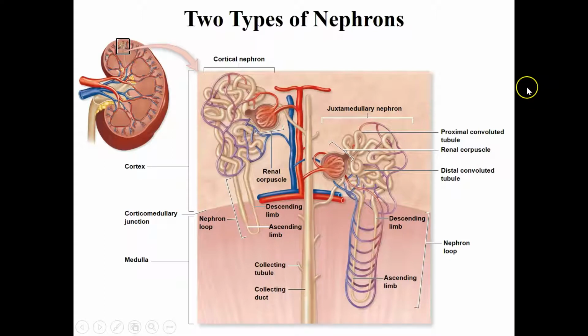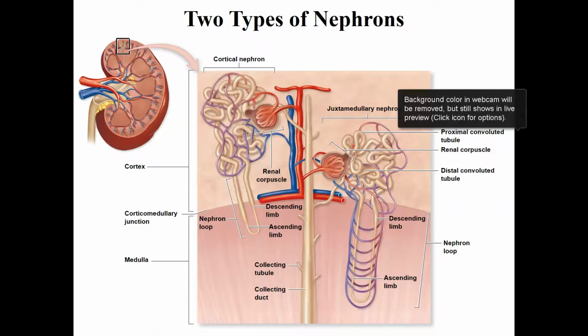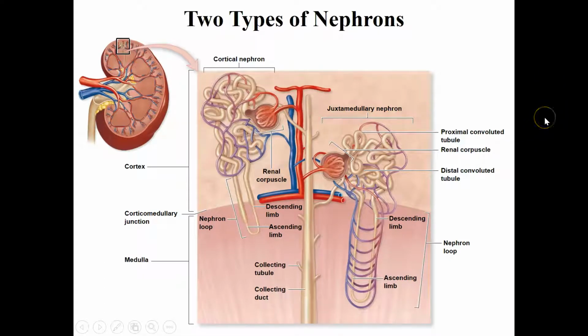So this slide is describing the two main types of nephrons that are seen in the kidney. So we're zooming in on this part of the kidney. This is the cortex, the outer stripe, and here is the medulla. So we're looking at basically right at the border between the cortex up here and the medulla down here. And one type of nephron is called a cortical nephron, and the other is called a juxtamedullary nephron.